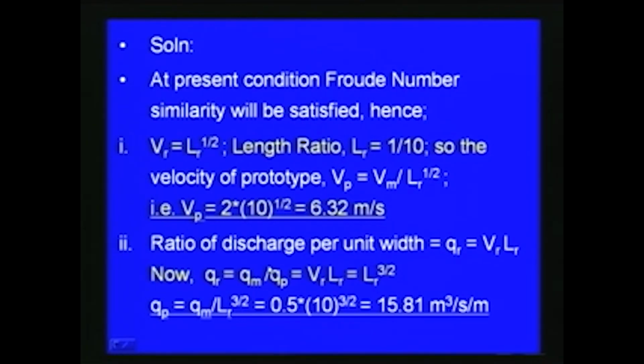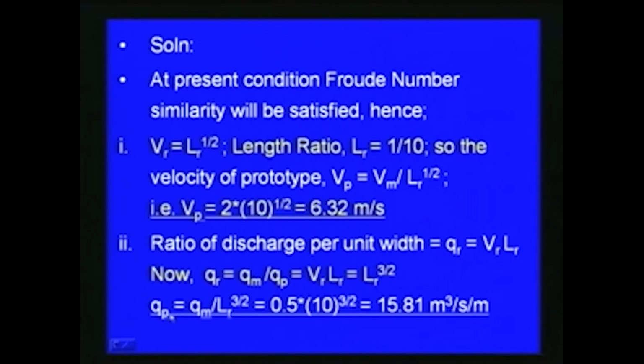The second part of the question is the ratio of discharge per unit width. So, Qr is equal to Vr Lr. Here m corresponds to model, p corresponds to prototype, and r corresponds to the scale ratio. So, Qr is equal to Qm by Qp, that is equal to Vr Lr, so that is equal to Lr to the power 3/2.